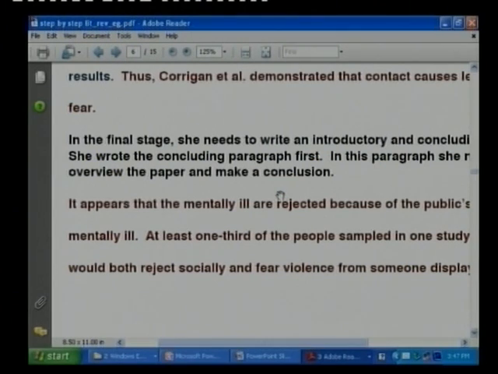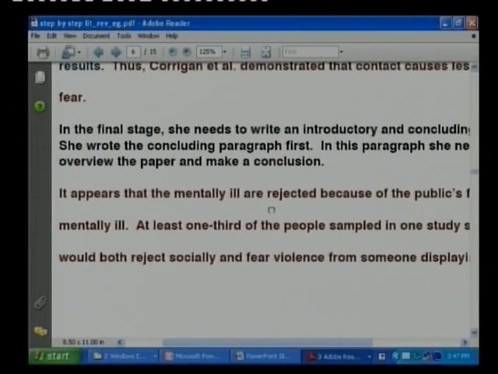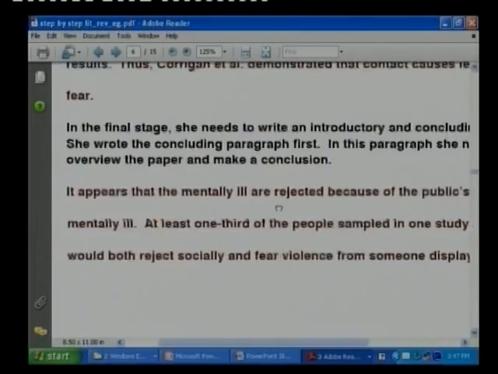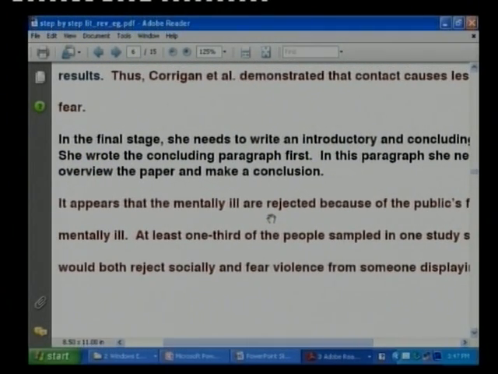In the final stage, she needs to write an introductory and concluding paragraph. She wrote the concluding paragraph first. In this paragraph, she needs to overview the paper and make a conclusion. Quite interesting. We normally believe that we have to start with an introduction, but in the case of a literary review, the research scholar has done the review, reorganized it according to his own ideas, and then wrote the conclusion first, and now she is going towards an introductory paragraph.